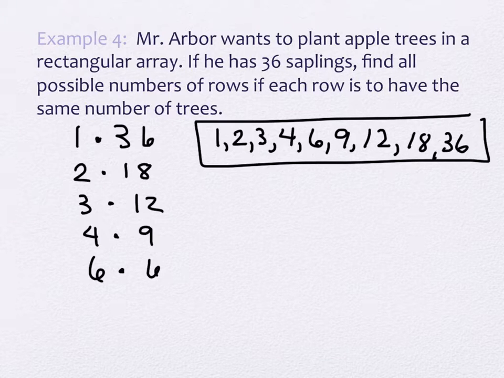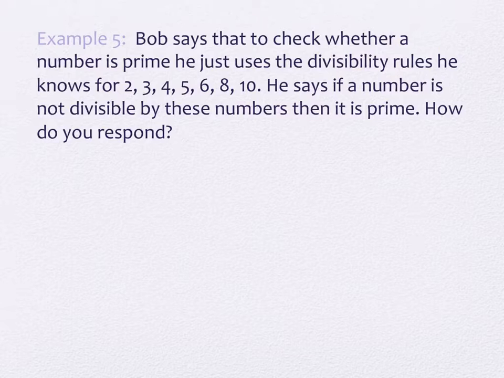All right, last question for today. Bob says that to check whether a number is prime, he just uses the divisibility rules he knows for 2, 3, 4, 5, 6, 8, 10. He says if a number is not divisible by these numbers, then it's prime. How do you respond? It's a good idea usually to decide, is he right or is he wrong, as a first step in deciding how you're going to respond. Is his method going to work?